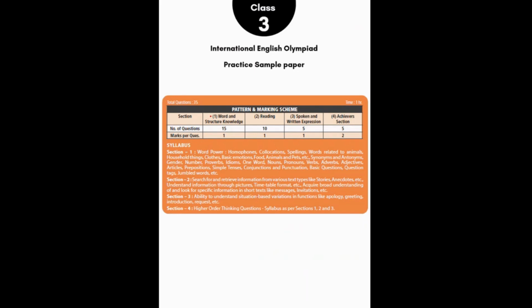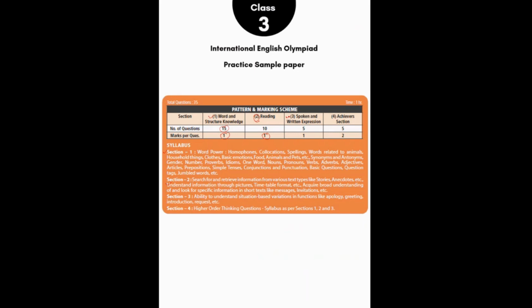Section number 1 would be word and structure knowledge, which would carry 15 questions, and each question would be 1 mark. The syllabus for section number 1 would include your word power, everything related to spellings, homophones, homonyms, words related to animals, household things, everything. The second section is for reading, where 10 questions will be there, carrying 1 mark each. A paragraph will be given over there, based on that some questions will be there, and you need to find the appropriate answers.